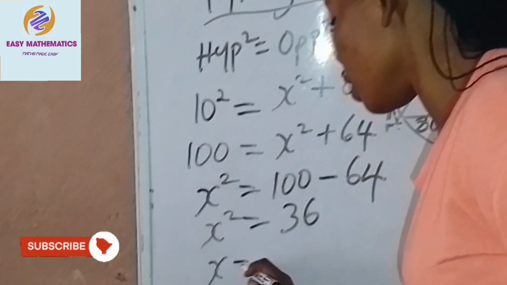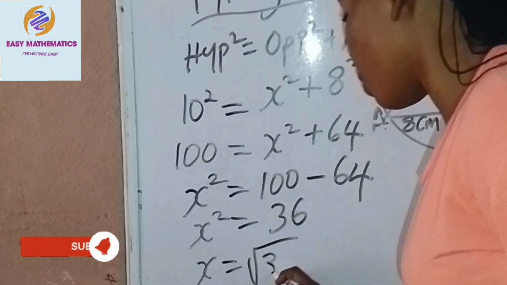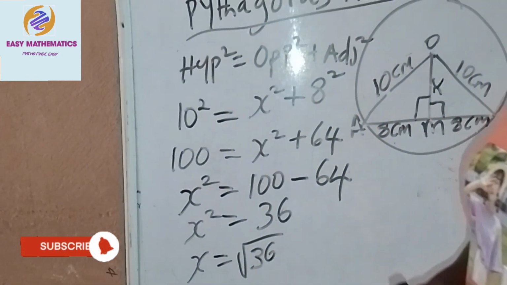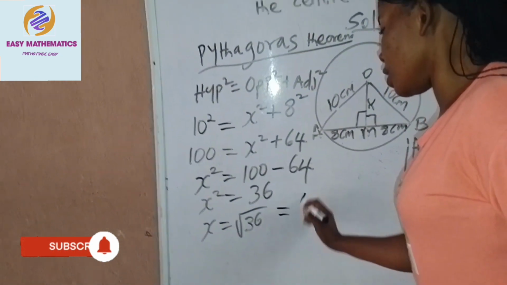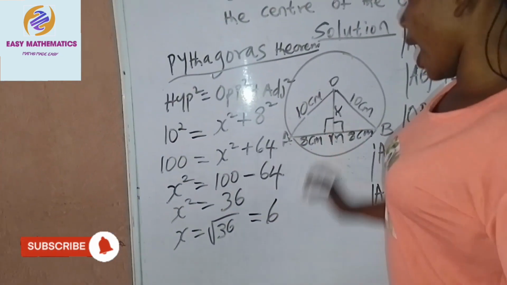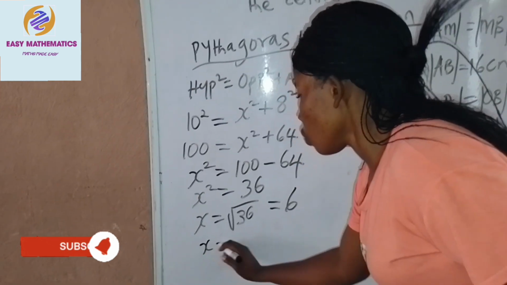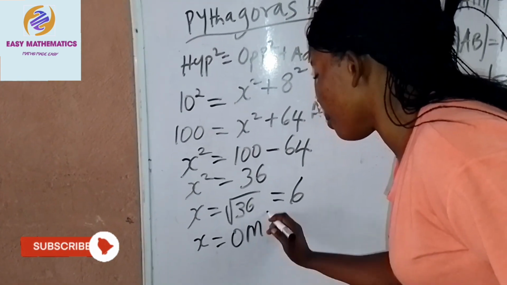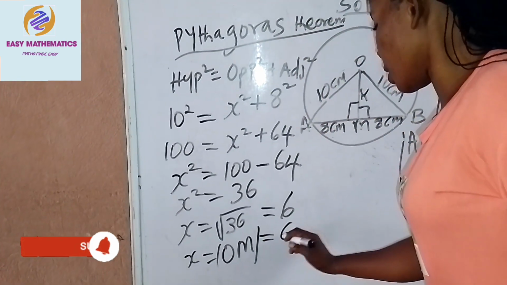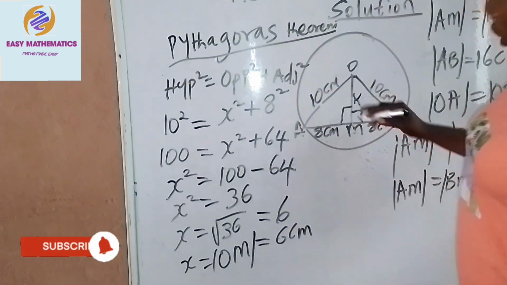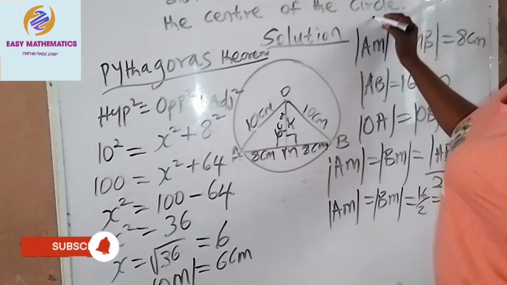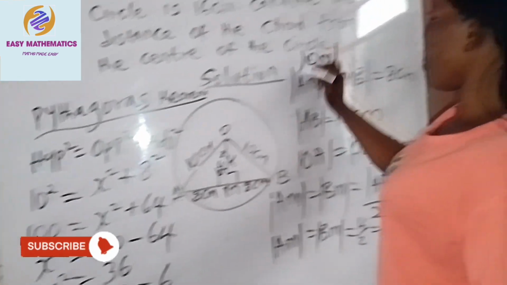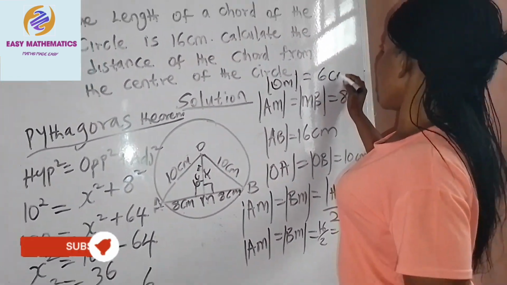Therefore, x is equal to square root of 36. And square root of 36 is equal to 6. So our x, which is our line OM, is equal to 6 cm. That is to say that this line here is 6 cm. So we state that our line OM is equal to 6 cm.